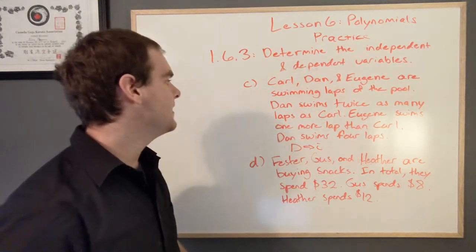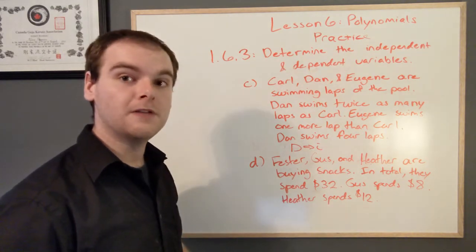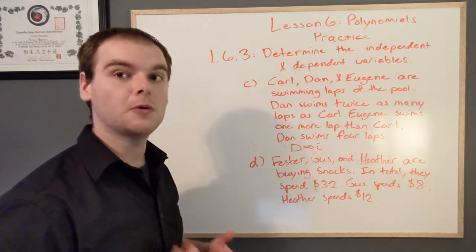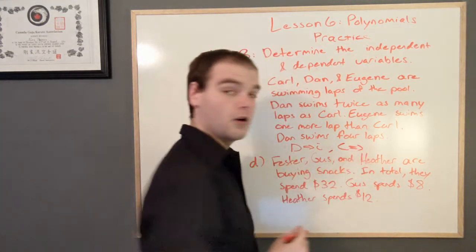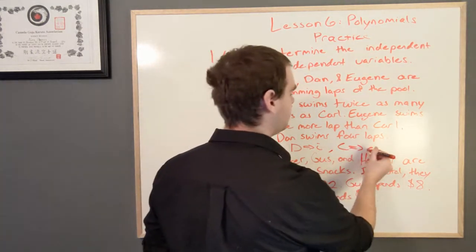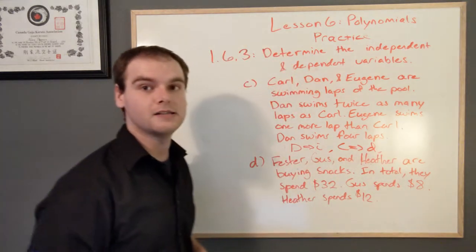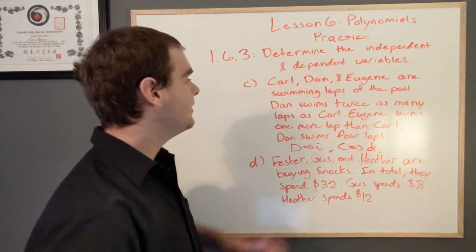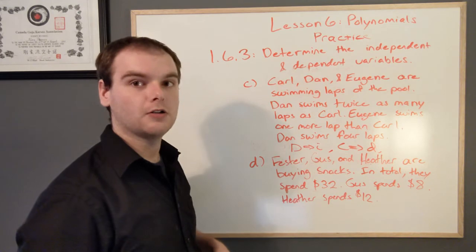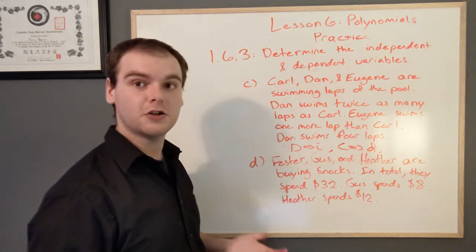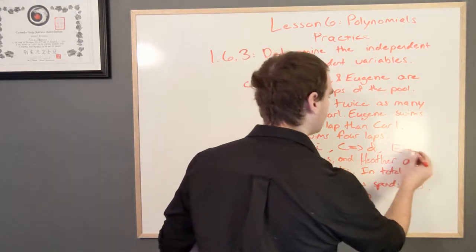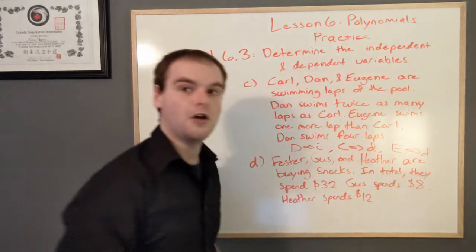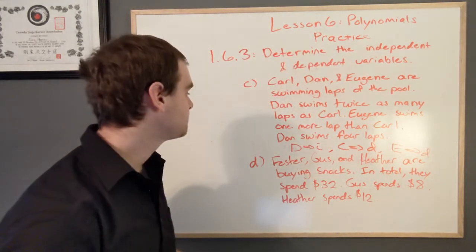Now there's 2 more variables here. Dan swims twice as many laps as Carl, so given that we know what Dan swims, we can determine what Carl swims. So Carl is going to be a dependent variable, or C is the dependent variable. And Eugene swims 1 more lap than Carl. Now that I know what Carl swims, I can determine what Eugene swims. So I'm going to say that E is also a dependent variable.